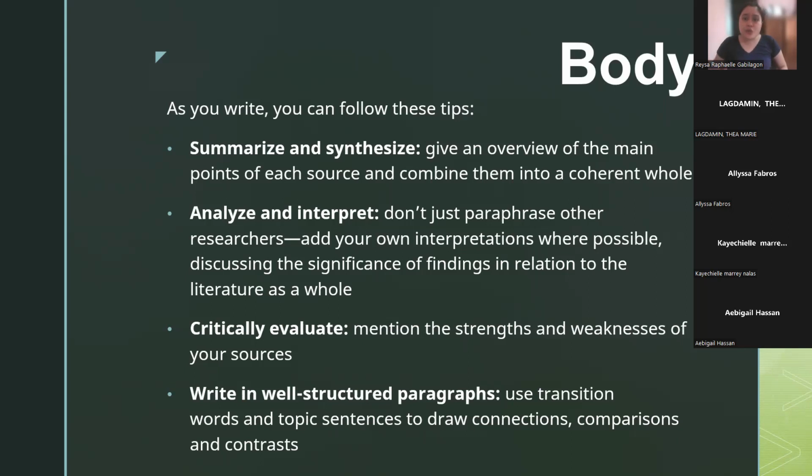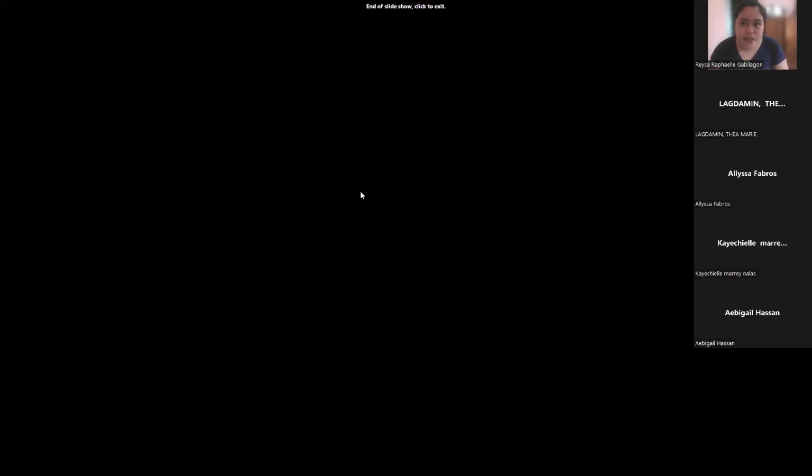You may use transition words para magkaroon ng connection ng one paragraph to another paragraph. Okay? So that's all for the RRL.